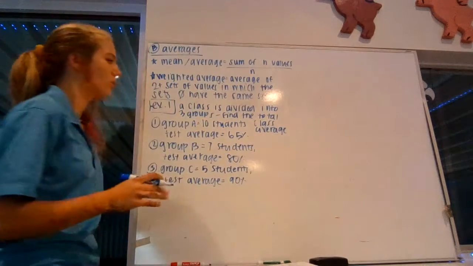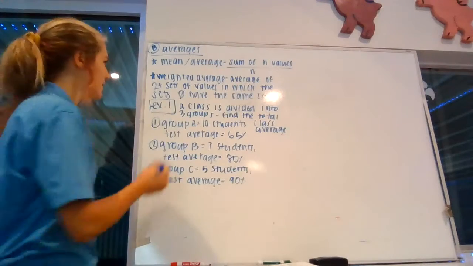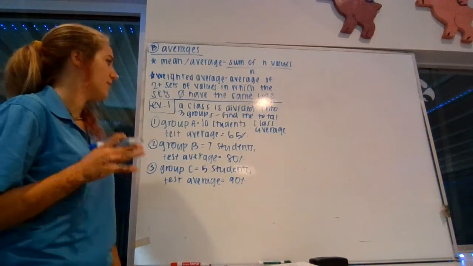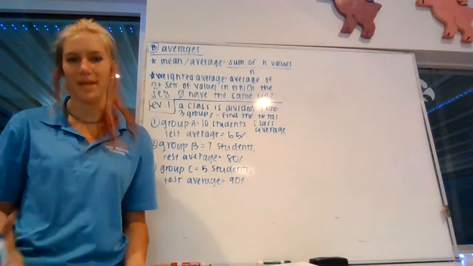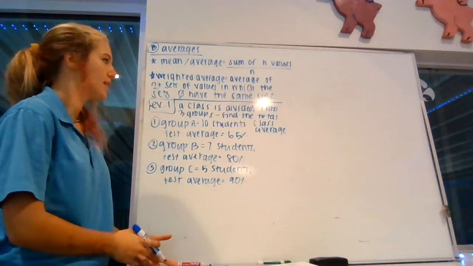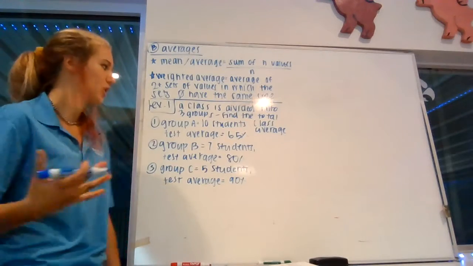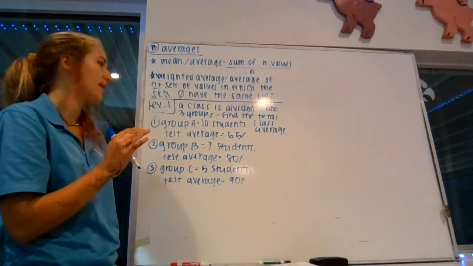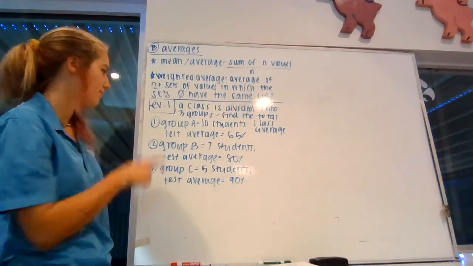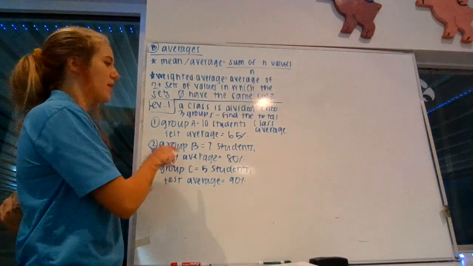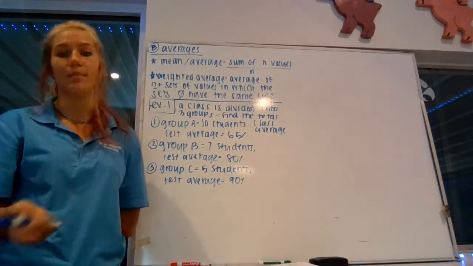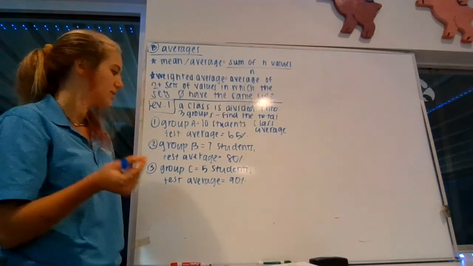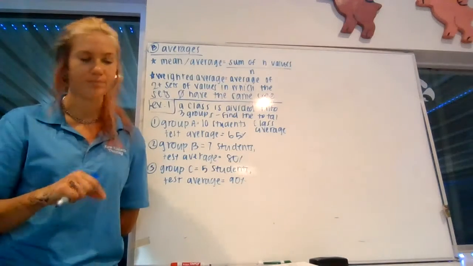Okay, so this is kind of a lengthy problem. But basically it says that a class is going to be divided into 3 groups based on their class average, and it wants us to find the total class average. As you can see here, 3 different groups. Group A has 10 students in it, and the test average for that group is 65%. Second group, Group B, has 7 students, and the test average for them is 80%. And the third group, Group C, has 5 students and a test average of 90%.